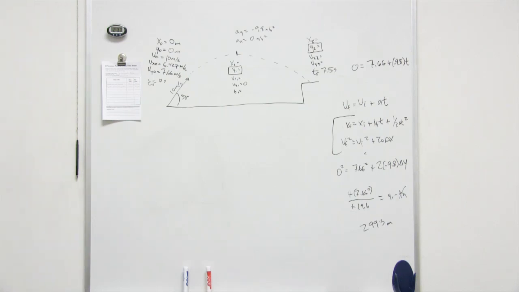2.99. Boom. Okay, and then the magnitude of the projectile's velocity at the instant it hits the ground.